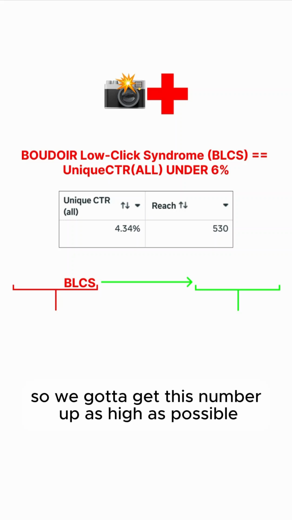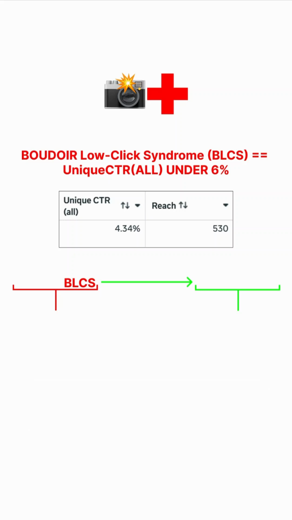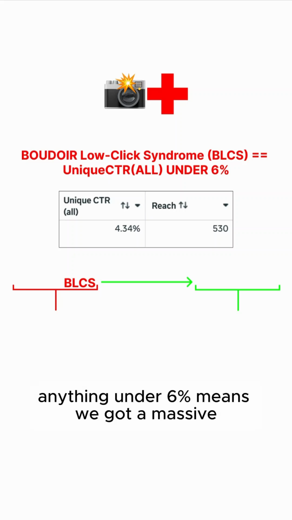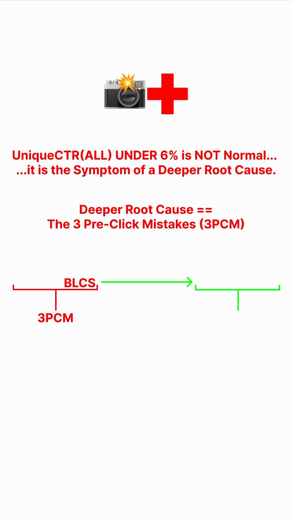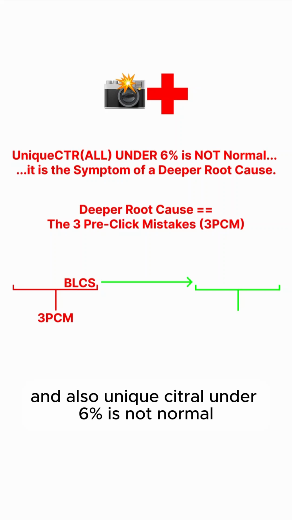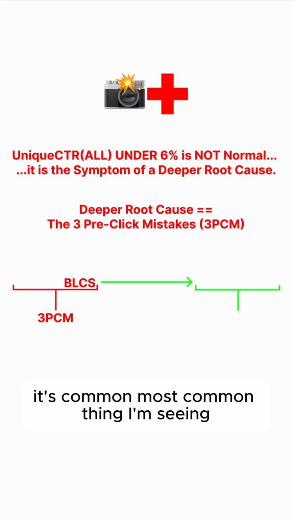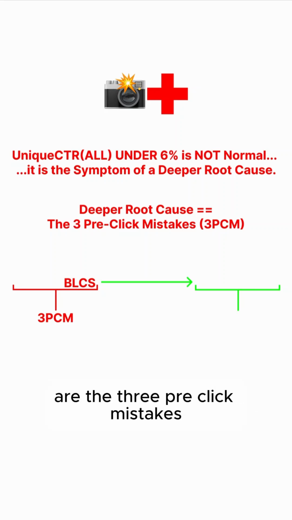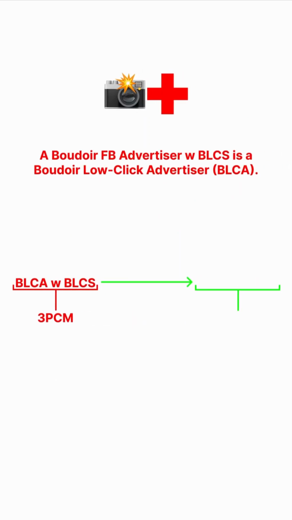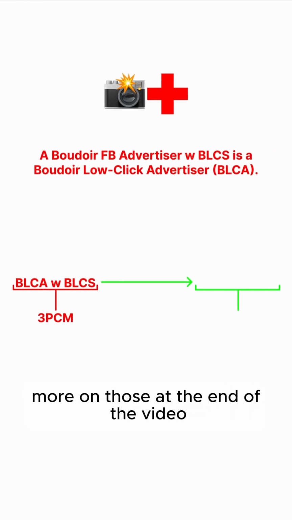So we got to get this number up as high as possible. That's the goal. And anything under 6% means we got a massive, massive, massive problem. And also, unique CTR under 6% is not normal. It's common, the most common thing I'm seeing, but it's a symptom of a deeper root cause. And the deeper root cause is the 3 pre-click mistakes. More on those at the end of the video.